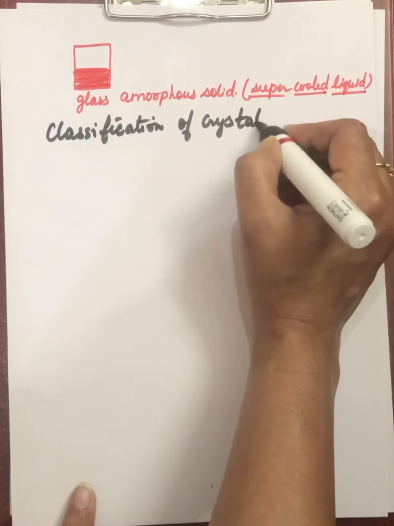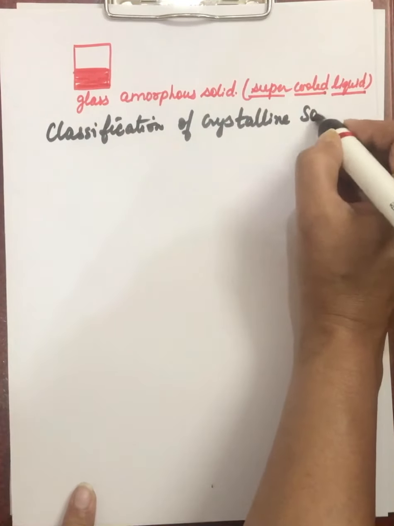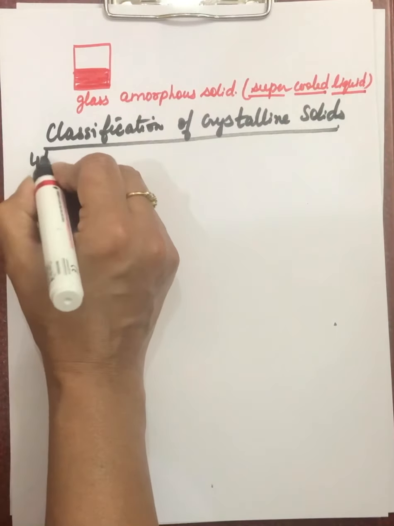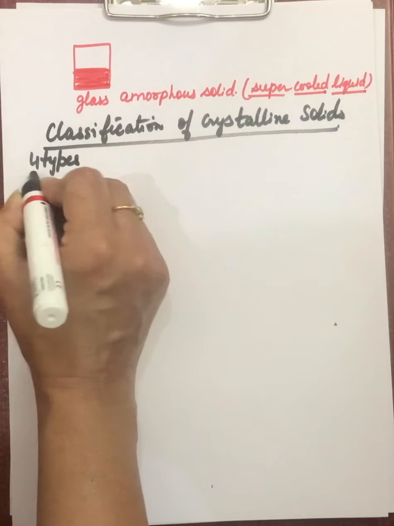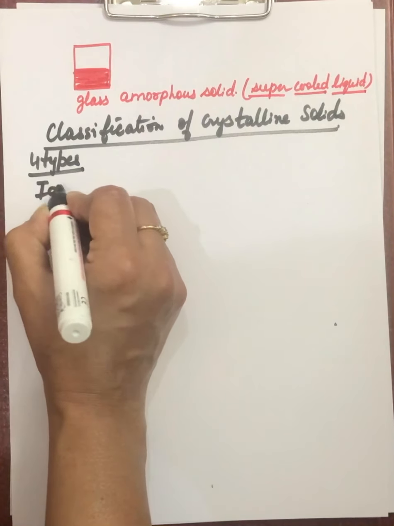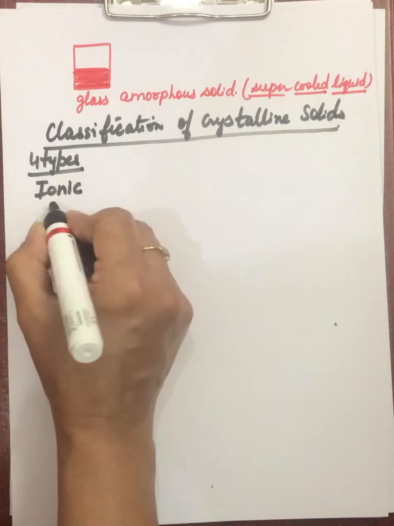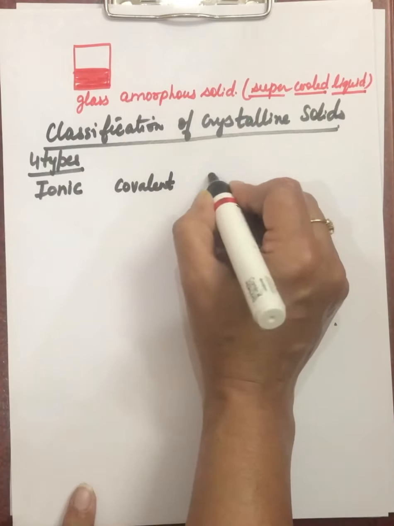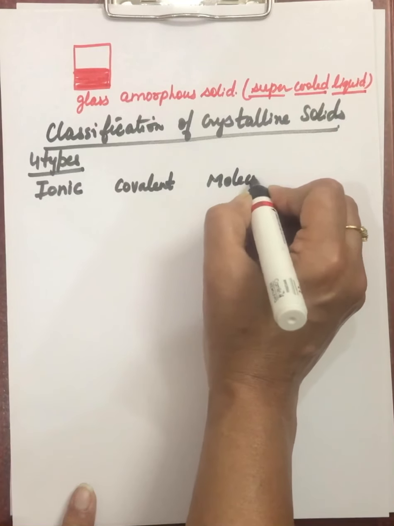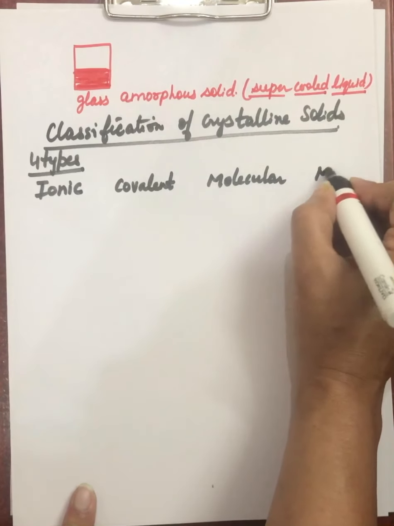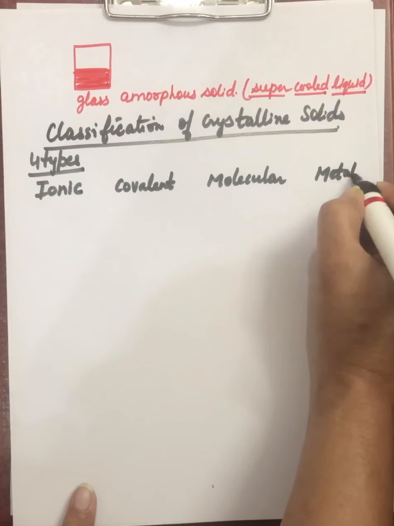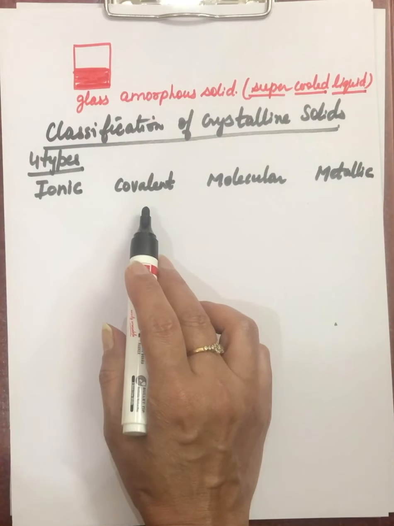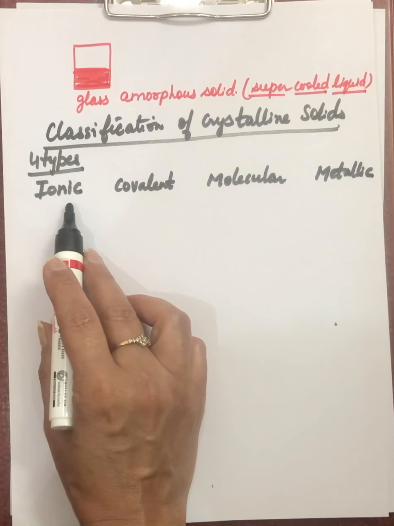Crystalline solids are further divided into 4 types. These types are ionic solids, covalent solids, molecular solids, and metallic solids. This classification is based on the type of particles in these.